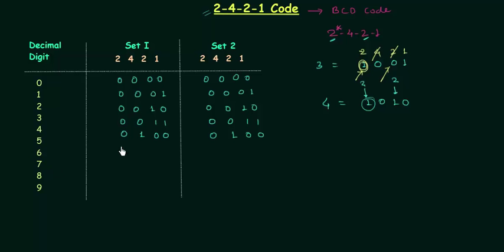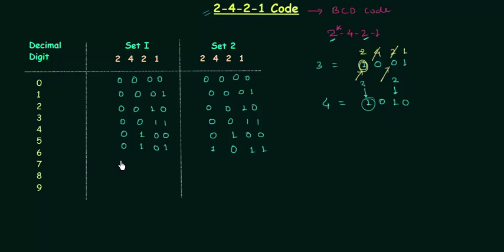In set number 1, 5 is represented like this, 0, 1, 0, 1. 4 plus 1 is equal to 5. And in set number 2, 5 is represented like this, 1, 0, 1, 1. 2 plus 2 plus 1 is equal to 5. Now we will move to 6.